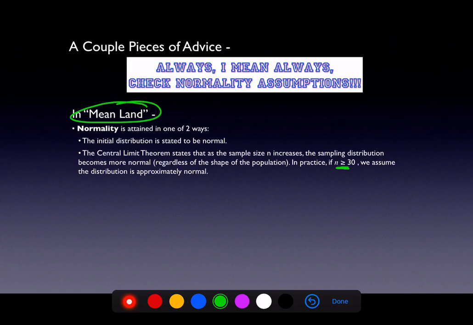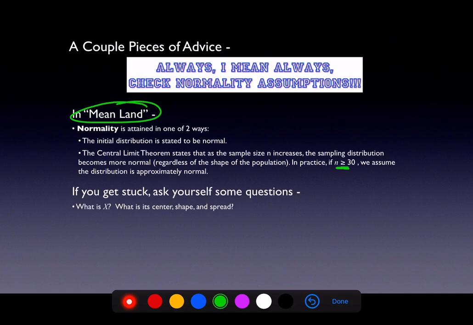All right. So if you get stuck, I always say, ask yourself some questions. What is your variable? That should be how you're starting every problem. And then what do you know about your population distribution? Do you know its shape? Do you know its center? Do you know its spread? And just keep track of whether you know those things or not. It's one of those where you want to know what you know and also know what you don't know.